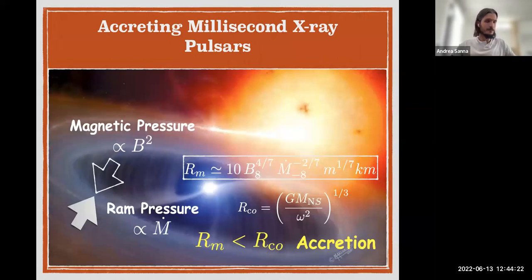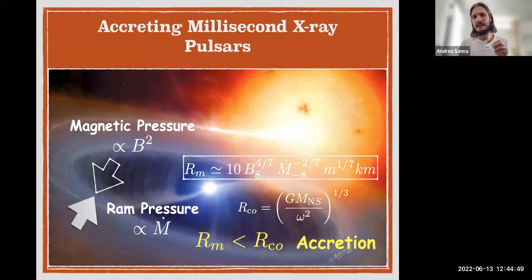Now, this summarizes what I mentioned. At some point, the ram pressure, which is proportional to the amount of matter that is accreting, so M dot, will be balanced by the magnetic pressure, which is basically proportional to the square root of the magnetic field. This happens at what is called the magnetospheric radius, which has that kind of dependence on the physical parameters.